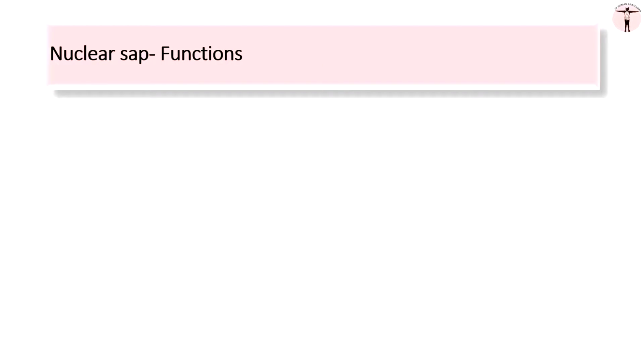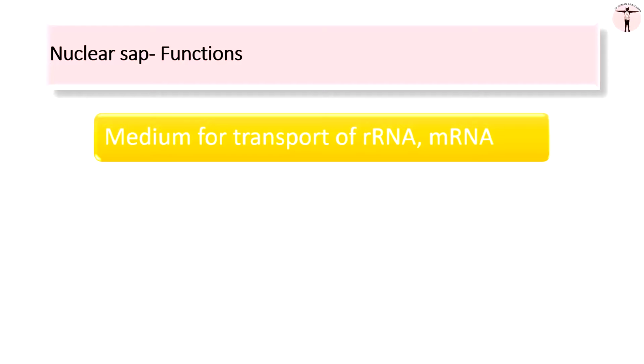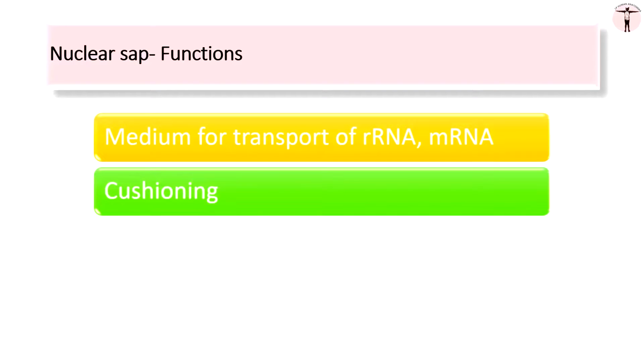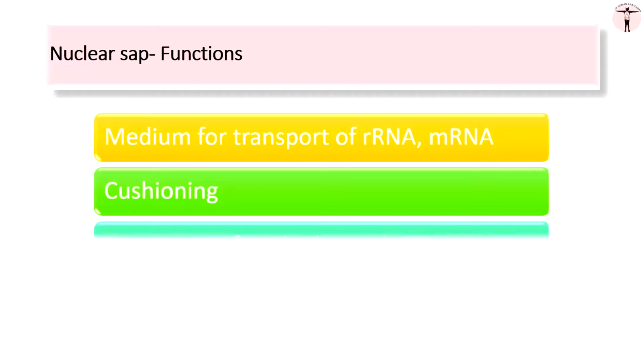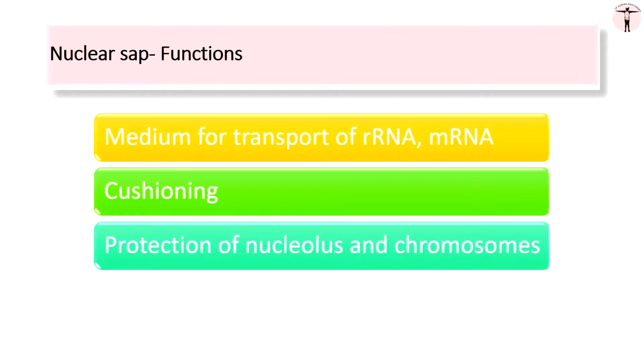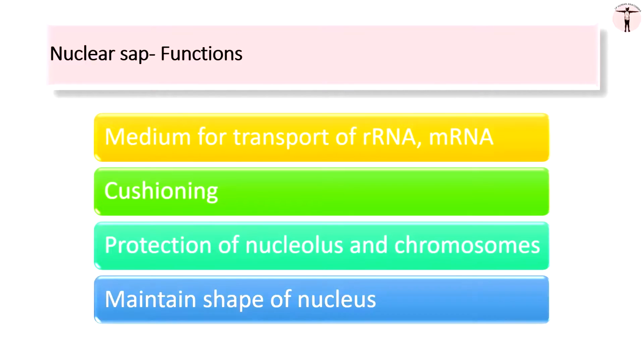In addition, the nucleoplasm helps in cushioning and thus in turn protects the nucleolus and chromosomes while helping maintain the general shape of the nucleus.